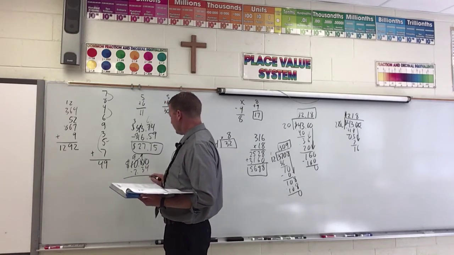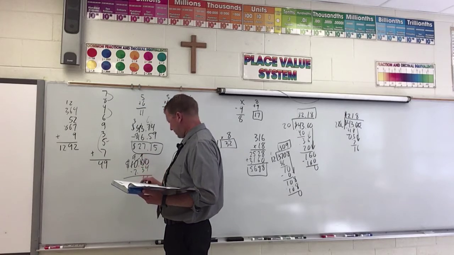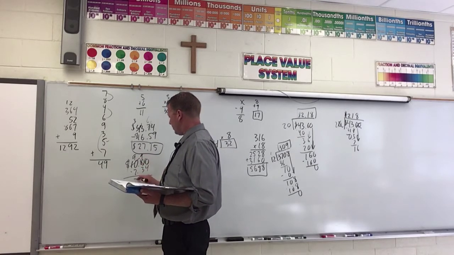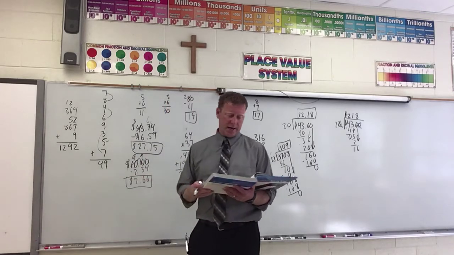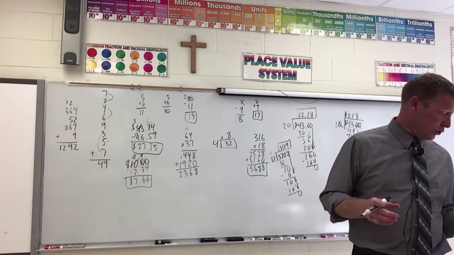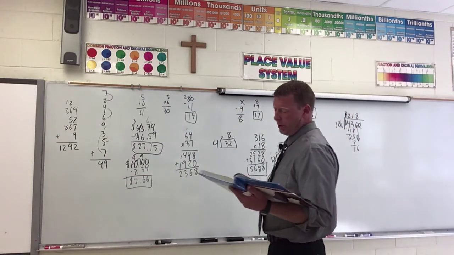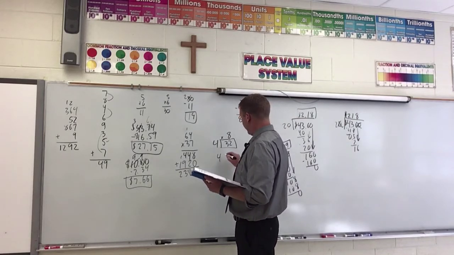10 minus 4 is 6. 9 minus 3 is 6. Decimal straight down. 9 minus 2 is 7. Dollar sign, you have $7.66. We got number 21. 21 is just normal subtraction. Make sure you line all your place values up.